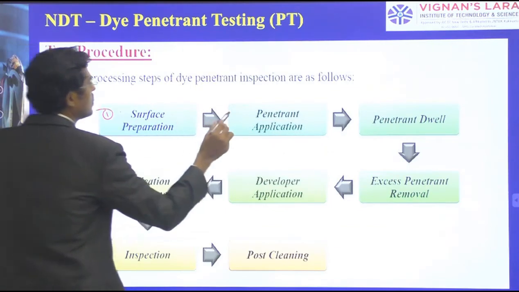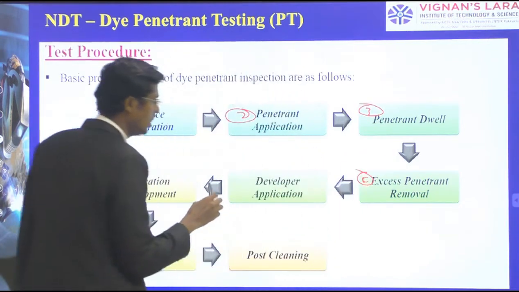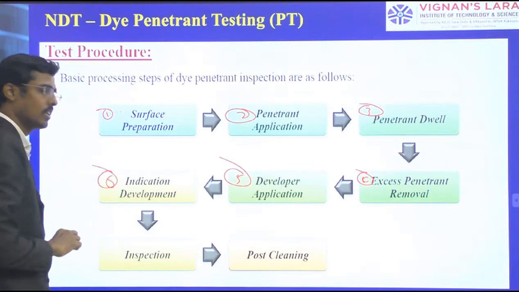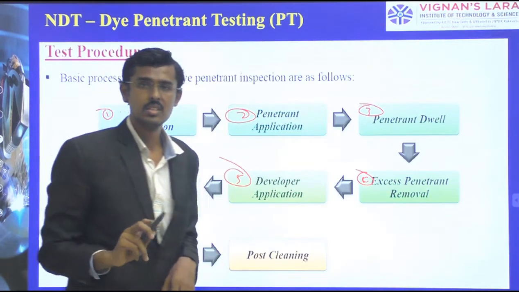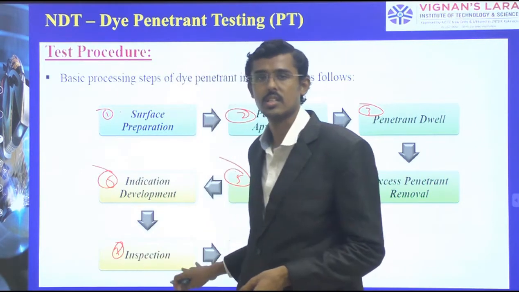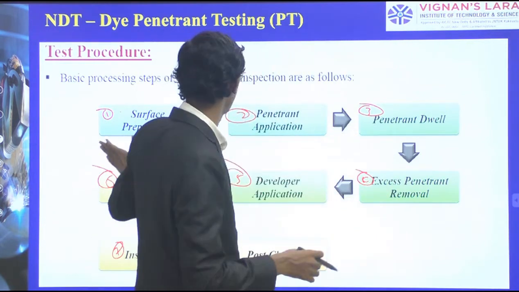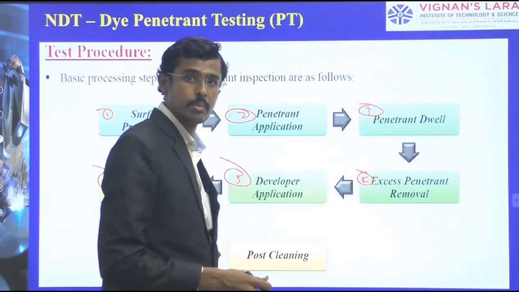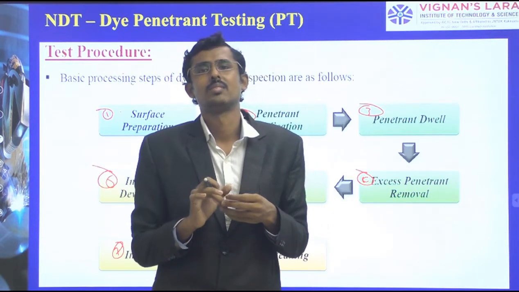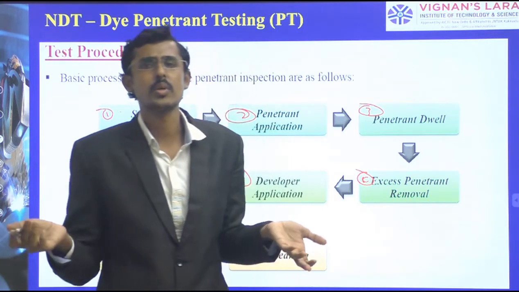So number 1, penetrant applied, penetrant dwell, excess penetrant removal, developer application, indication, development also done. So now the 7th one we are going for is inspection. This is the inspector's duty. For this inspection we have done this many steps, for the visibility. Visibility is a very important parameter. If the visibility is not there, how can we go for inspection?